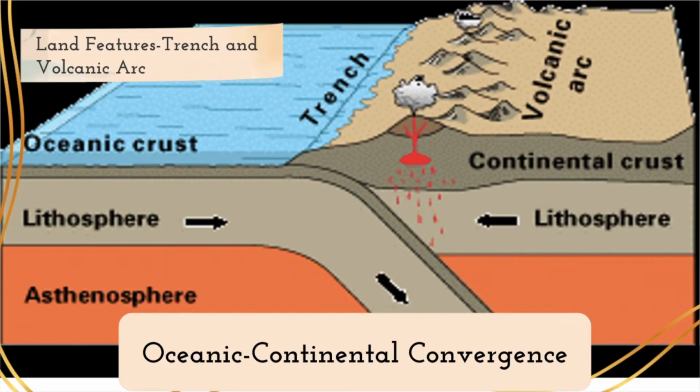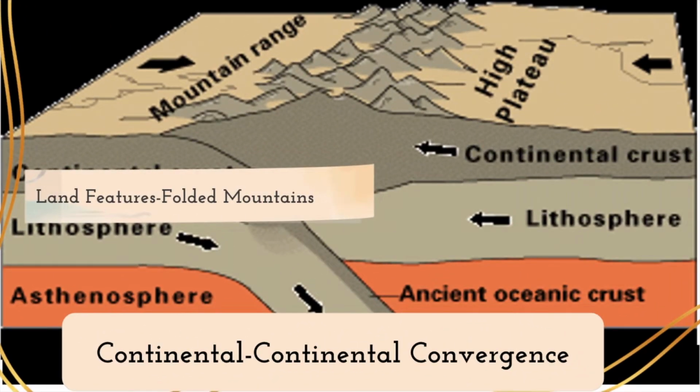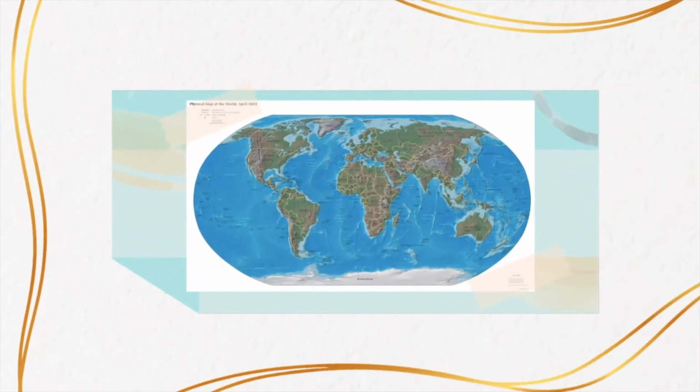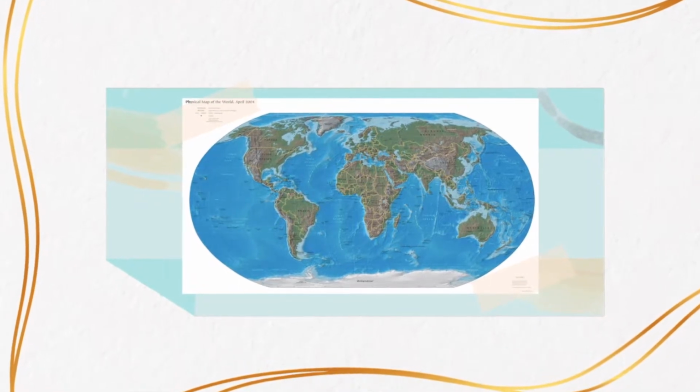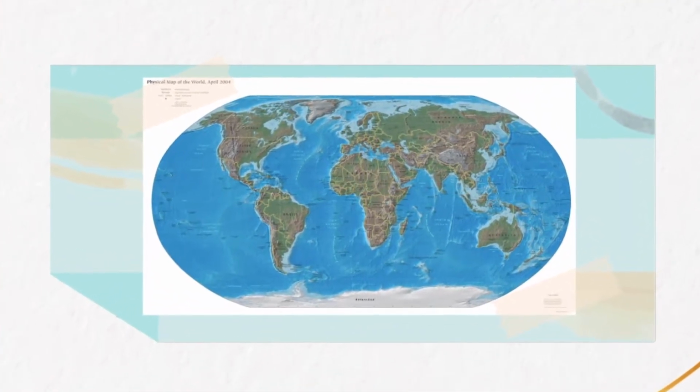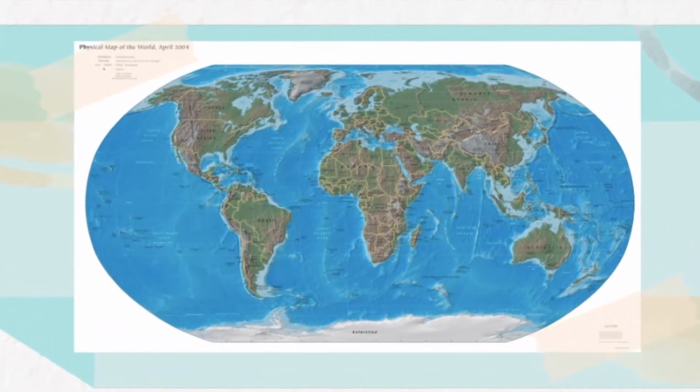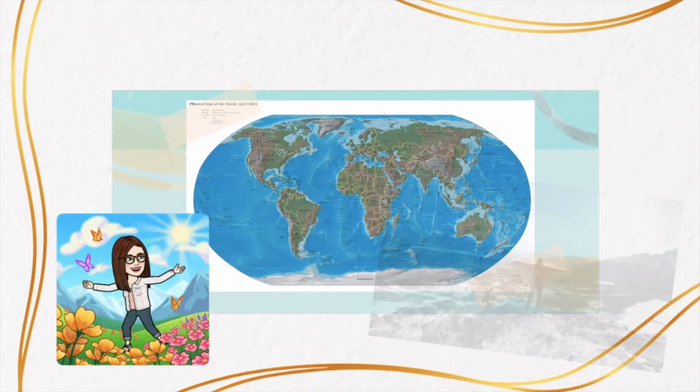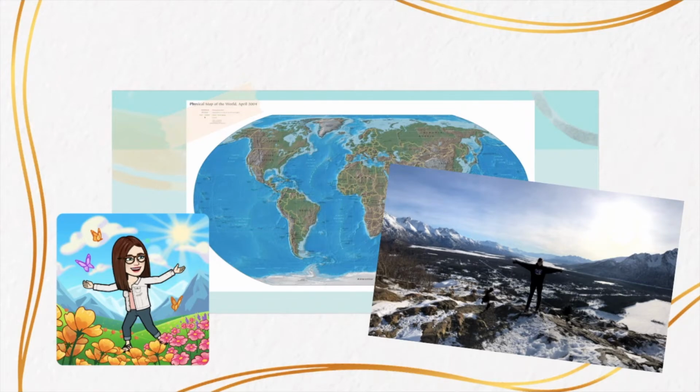Now this one is an oceanic and a continental convergence. We see different land features. We see trenches, which are the same, but we also see a volcanic arc or a volcanic mountain range. And then, of course, continental convergence. And in this, we see the land feature of folded mountains or a mountain range, like the Himalayas. This map is really cool because you can see all of the mountain ranges that are on our planet. And you can see that a lot of them are along the boundaries of the tectonic plates. I like climbing the mountains.